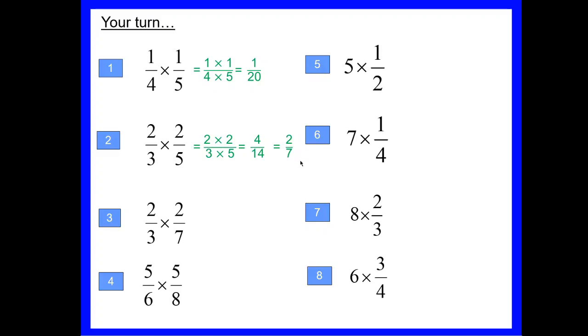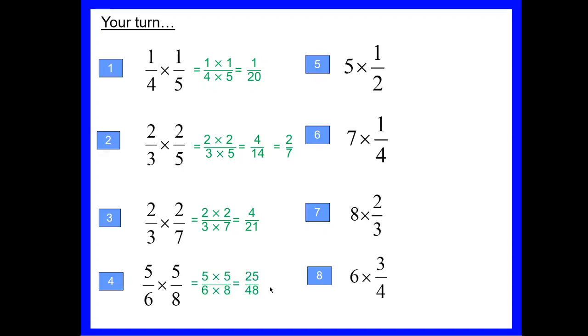and we can't simplify any more from there. So if you got to this point here, 4 out of 14, that is a correct fraction. If in the question it asks for the simplest answer, though, we would be expected to simplify to 2 out of 7. For number 3 then, 2 times 2 is 4 and 3 times 7 is 21. And there are no numbers that fit into 4 and into 21. So that's as simple as it is.